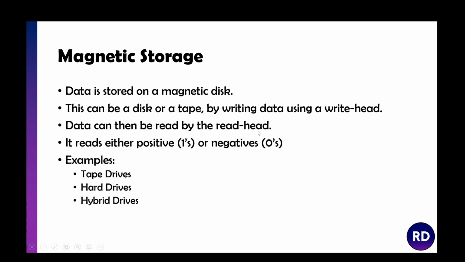So as I've said, it's stored on a magnetic disk. It can be a disk or tape, by using data on a read-write head. The data can then be read by the read head, and it has positives, which are ones, and negatives, zeros. So some more tape. We've got tape drives, hard drives, and hybrid drives.